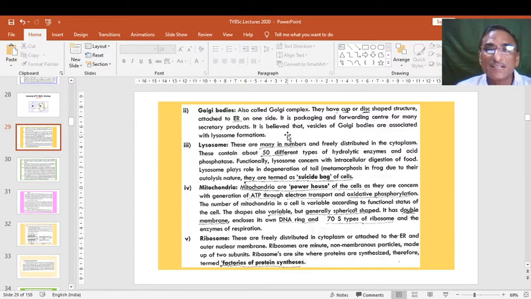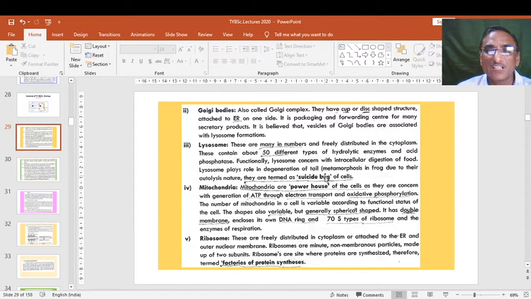It is believed that the vesicles of Golgi bodies are associated with lysosome formation. Means all the cell organelles are formed by the union of different molecules, and lysosomes are the final products from the endoplasmic reticulum. So these are the lysosomes. Golgi bodies are the secretory product forming cells, or we can say secretory product forming material, and lysosomes are also called suicide bags.